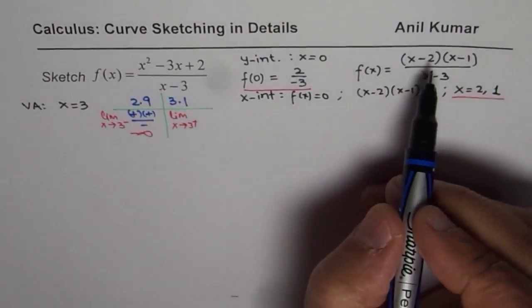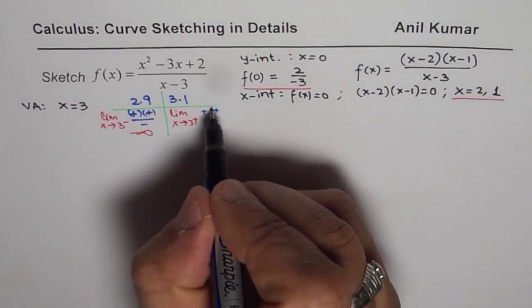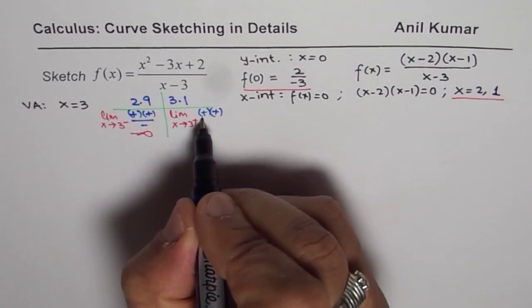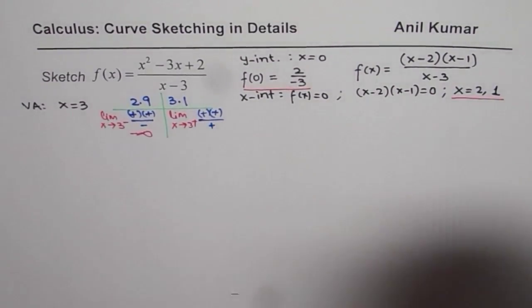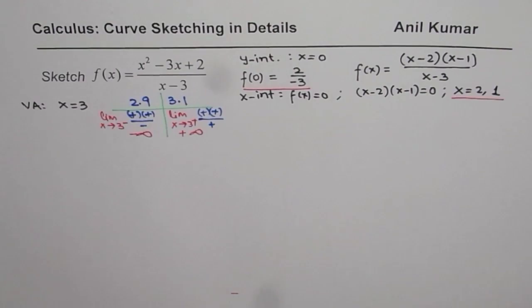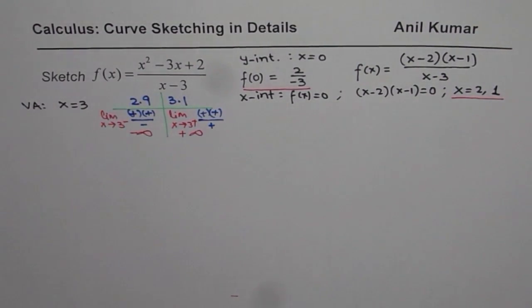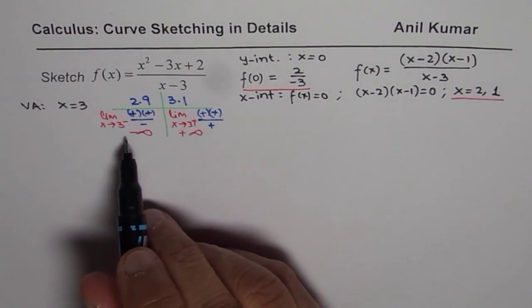On the other hand, if I write 3.1, both factors in the numerator are positive. We don't have to calculate the value; we are interested in the sign. We know that the value is high, and therefore we write this as plus infinity. So what we have found here is that there exists a vertical asymptote, and we have also calculated how the function approaches the vertical asymptote.